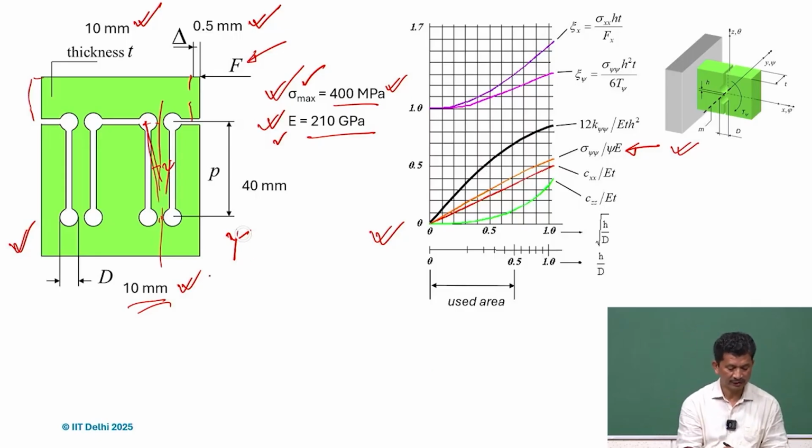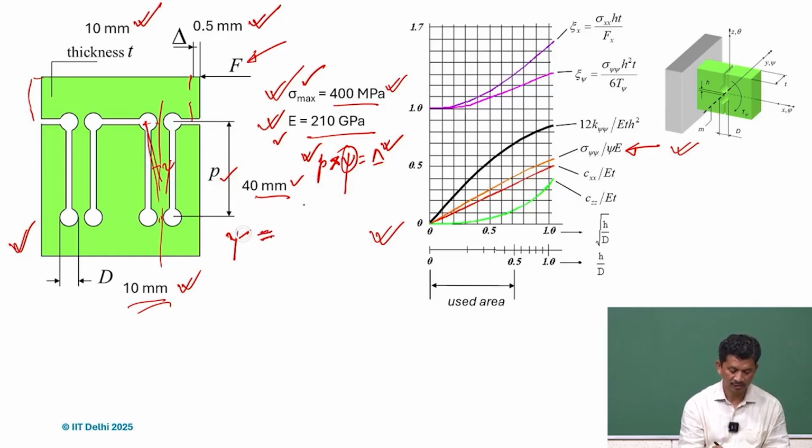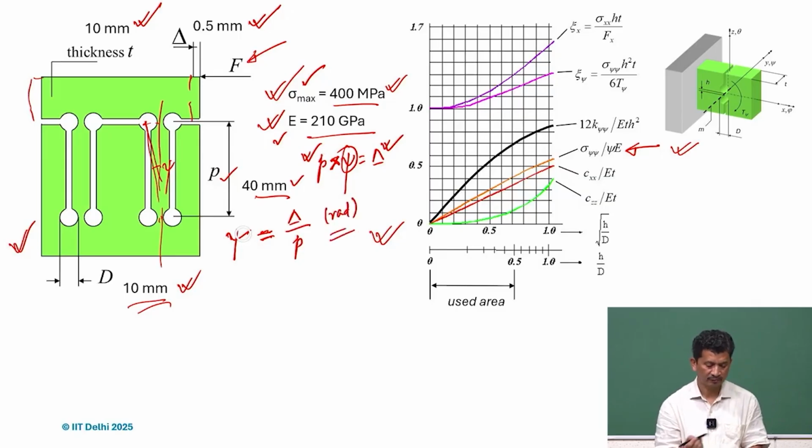Since P is also given, P is nothing but your delta, for instance. So P times psi will give the delta. Since delta is given and P is known, we can calculate this sigma psi. So the rotation will be nothing but delta times P. Of course, it should be in radians, and that is the value we use here.